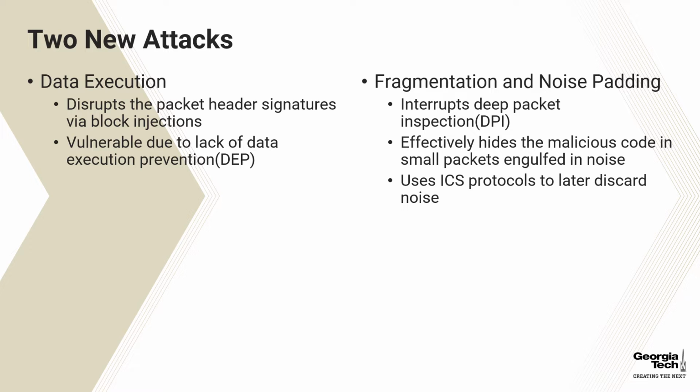Looking next at fragmentation and noise padding, these attacks are the disruption of deep packet inspection, or DPI. Essentially, the packets are able to be broken into small enough sections coupled with noise, and then due to predefined address and offset header fields, this noise is removed, causing the code to be pieced back together and is now executable.